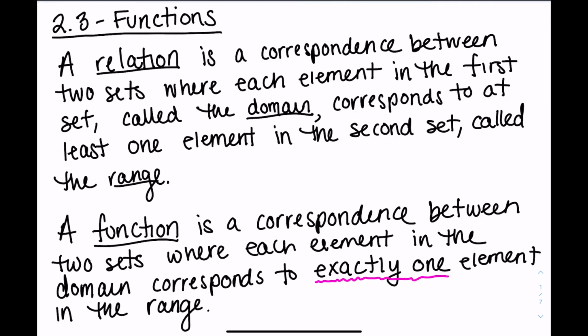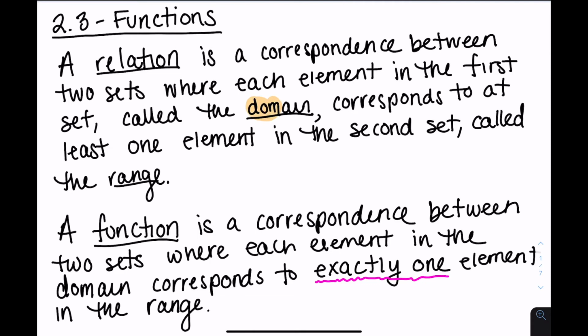So in 2.3, we're going through functions. Before we can start the formal definition, we have to talk about what a relation is. That's a correspondence between two sets, where each element in your first set, which is called our domain, corresponds to at least one element in the second set, called the range.